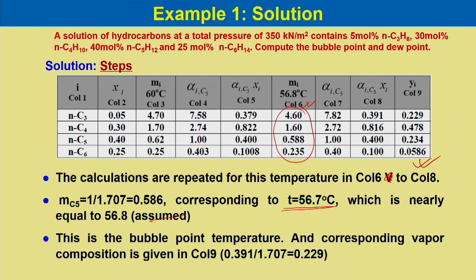This is the bubble point temperature, and the corresponding vapor composition is given in column 9 over here, which is 0.229, and we can calculate the other compositions.